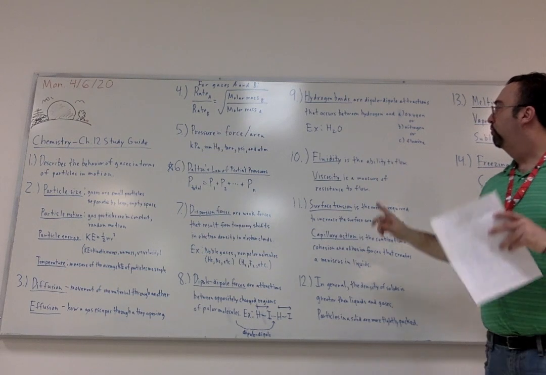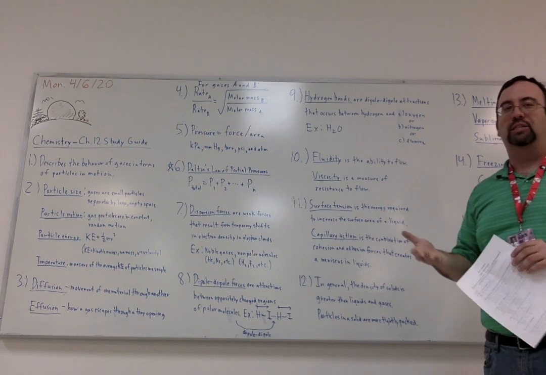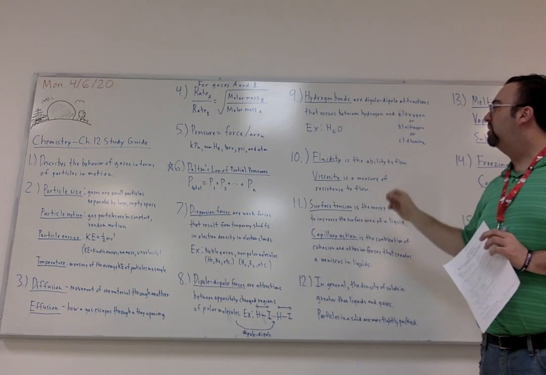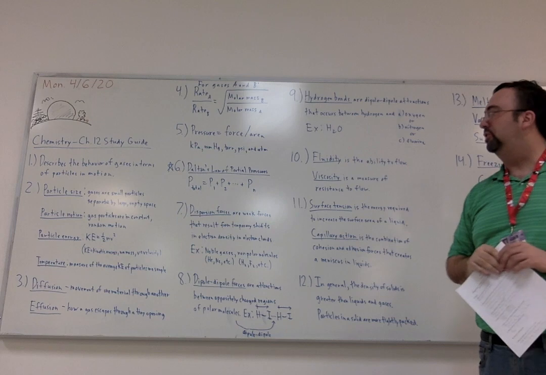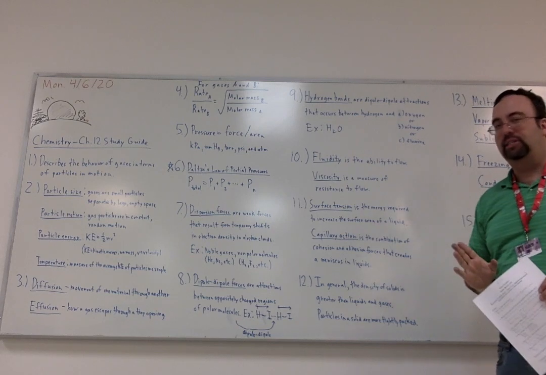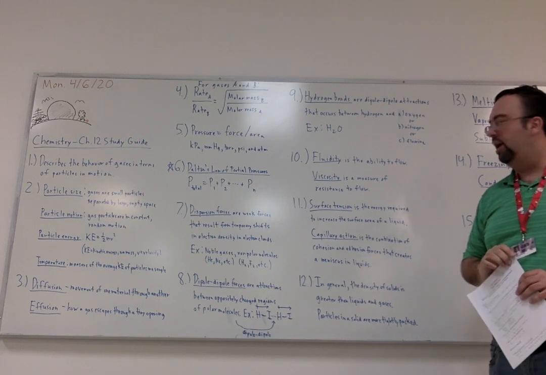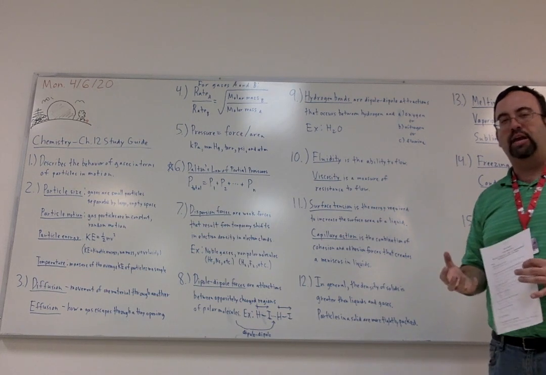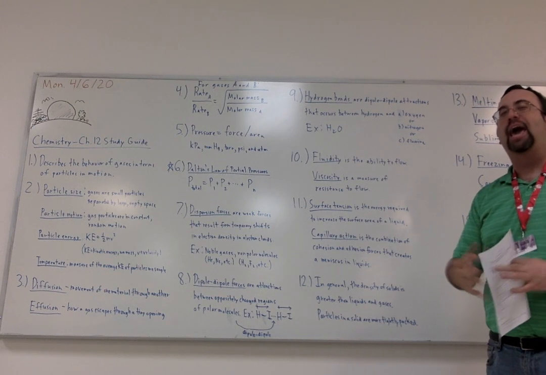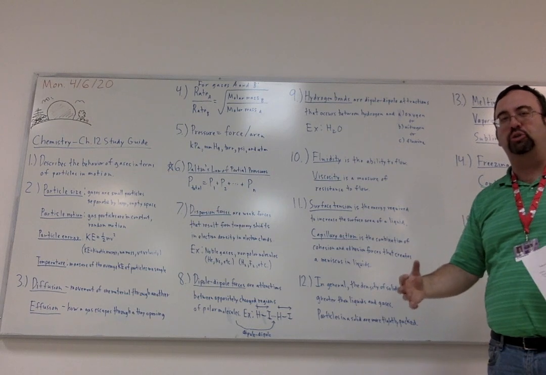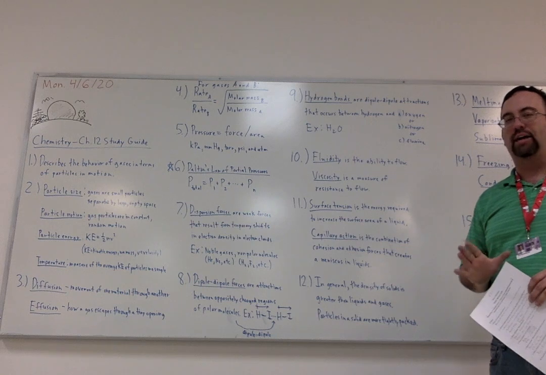All right. Fluidity is the ability for something to flow, so liquids and gases have this ability. Viscosity is a measure of resistance to flow, and so that is the opposite of fluidity. All right. Surface tension is the energy required to increase the surface area of a liquid, and capillary action is a combination of both cohesion forces, which occur between the same molecules, and adhesion forces, which occur between different molecules, that creates that meniscus in liquids. And so that is where that comes from.